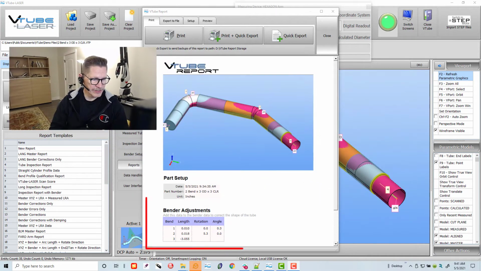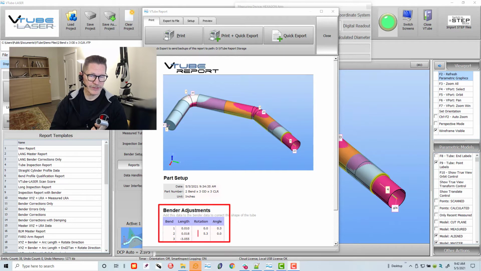And if you look on the screen, you'll see I have a report up with bender adjustments. In that report, you'll see 5.3 degrees for the rotation angle. So I'm saying correct it by a positive 5.3 degrees. Well, the question is, will your bender interpret this information properly? Which direction does your bender go for a positive or negative in the rotation?